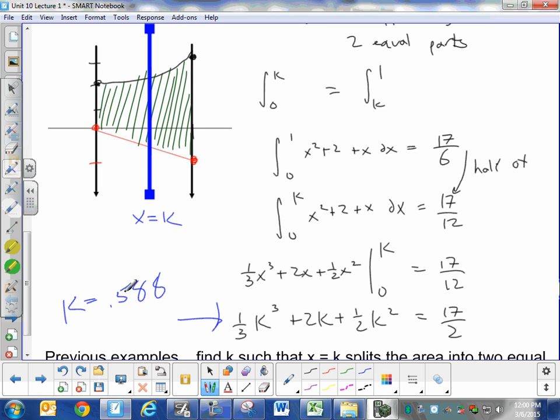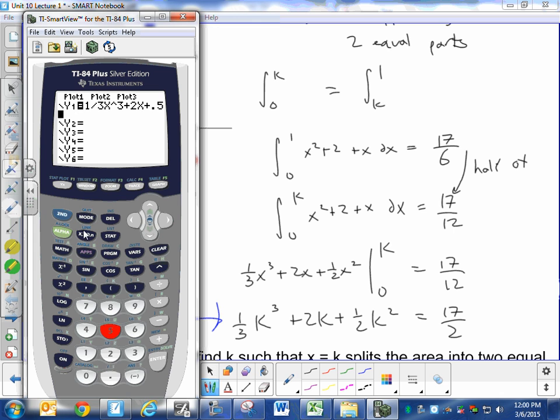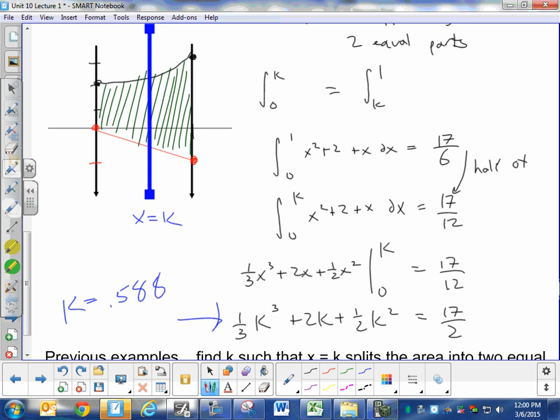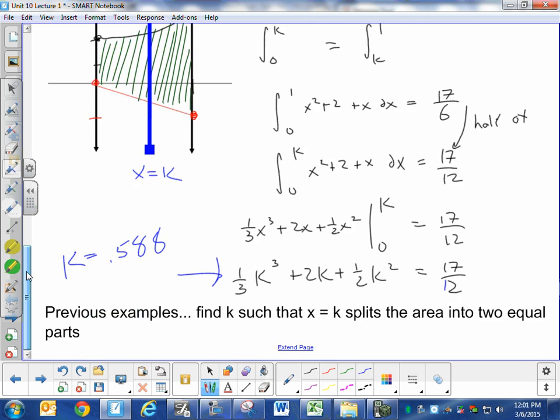All right, let's see how we found this value, 0.588. I would graph y equals 1/3 x cubed plus 2x plus 1/2 x squared. That's one equation. I'd graph y equals 12. That's the other one. You'll see they intersect right there. I find that intersection, second calc intersect, enter, enter, enter. 0.588-00983. Okay, so approximately 0.588.